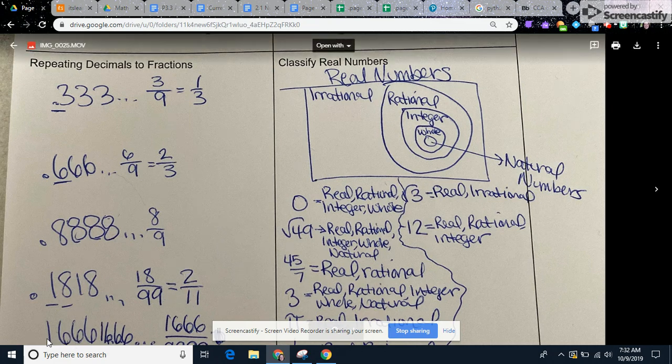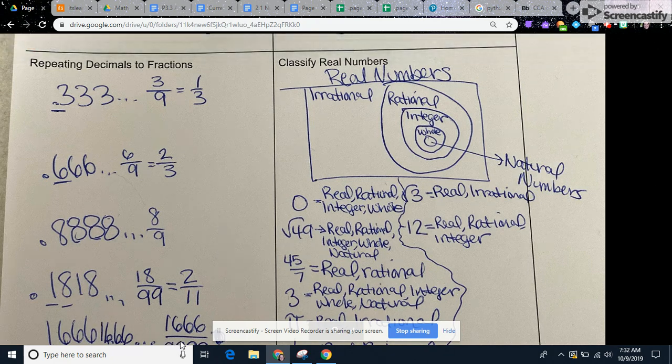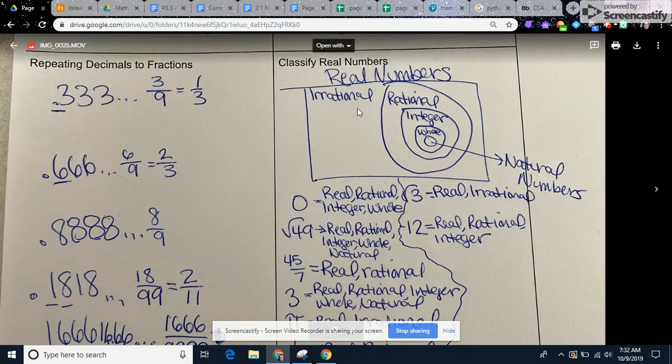And then here, if we had the number 0.1666, 1666, 1666. There are 4 digits repeating, and I know it cuts off down here, so I'm really sorry, but this is a 9999. So you have 1666, because 4 digits are repeating, over 9999. And I don't think that one simplifies.